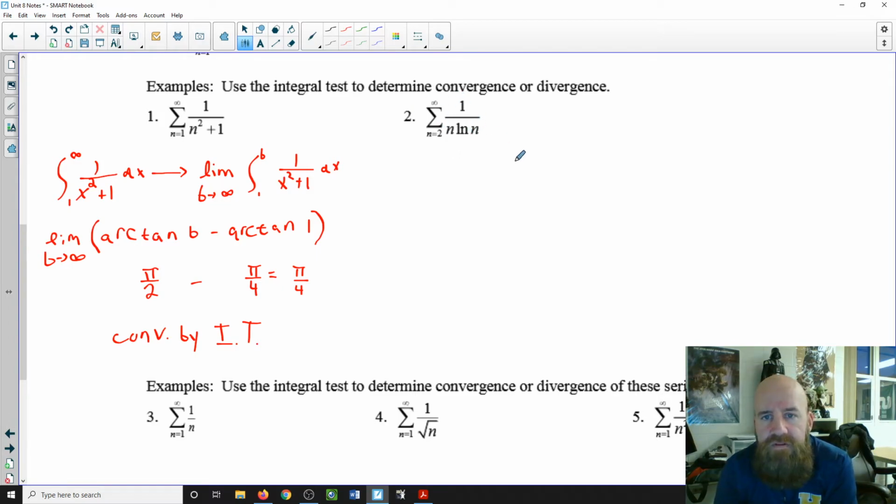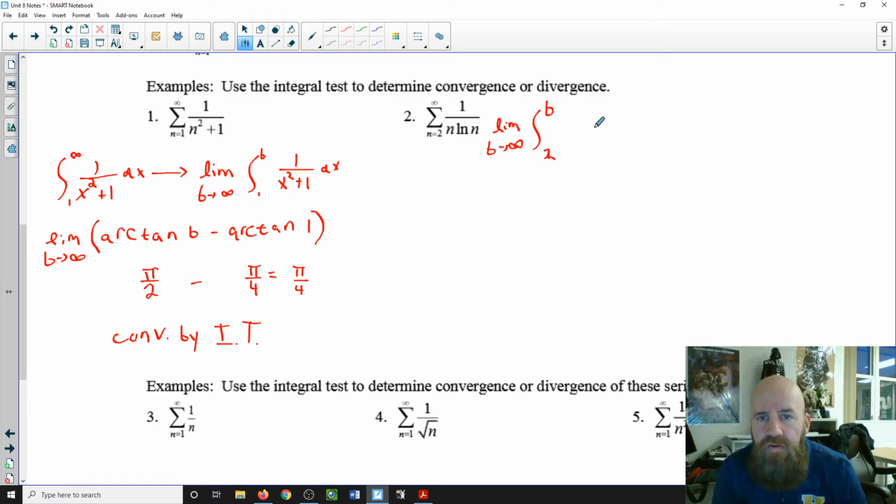All right, so this one, let's go ahead and set it up. I'm going to skip this first step there. So we're going to go from 2, so that bottom number, 2 to b, because it's infinity. We're going to run that limit. b approaches infinity for 1 over n times natural log of n.